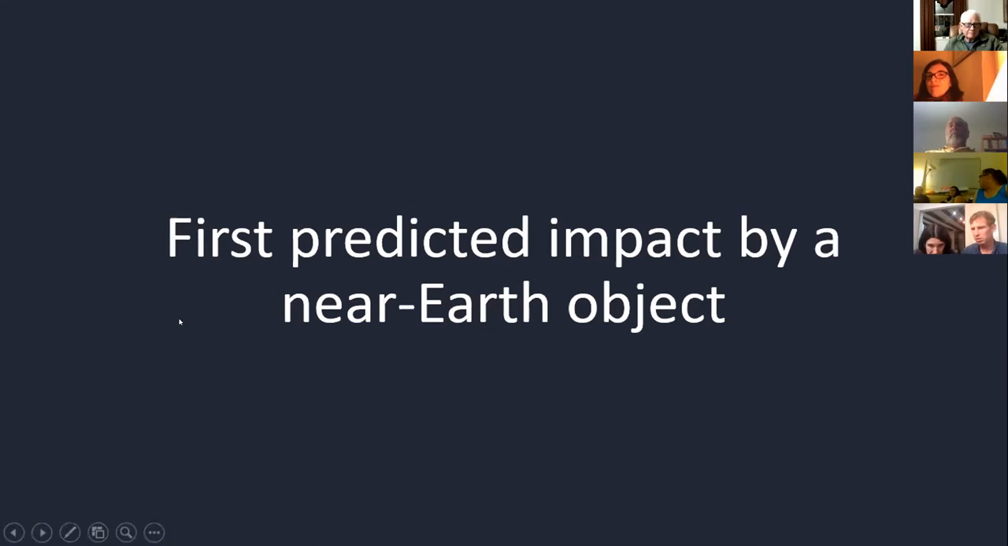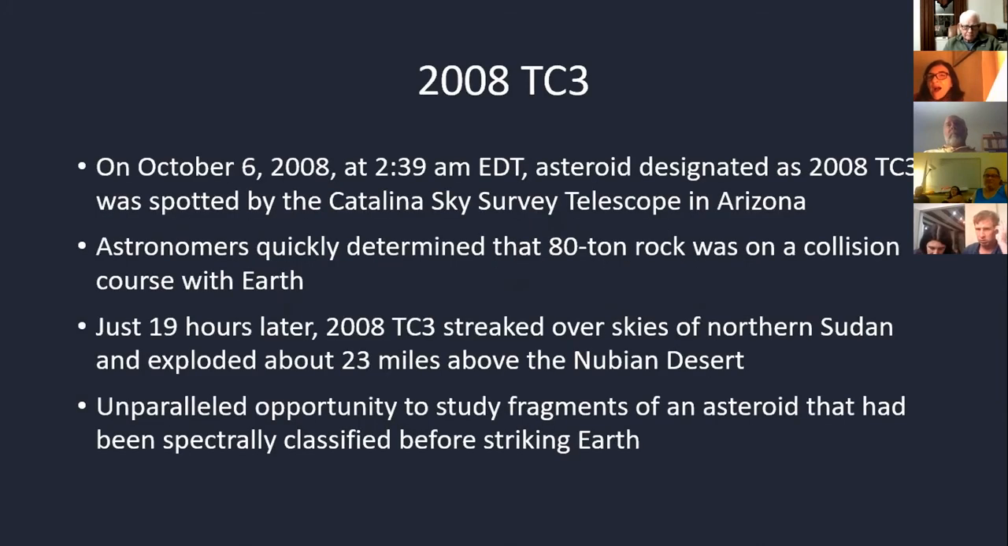Our final little tale is the first predicted impact by a near-Earth object. Again, this is in October 2008. The telescope out on Mount Lemmon in Arizona discovers a new object, which isn't unusual. They can find a dozen a night depending upon where they're scanning.